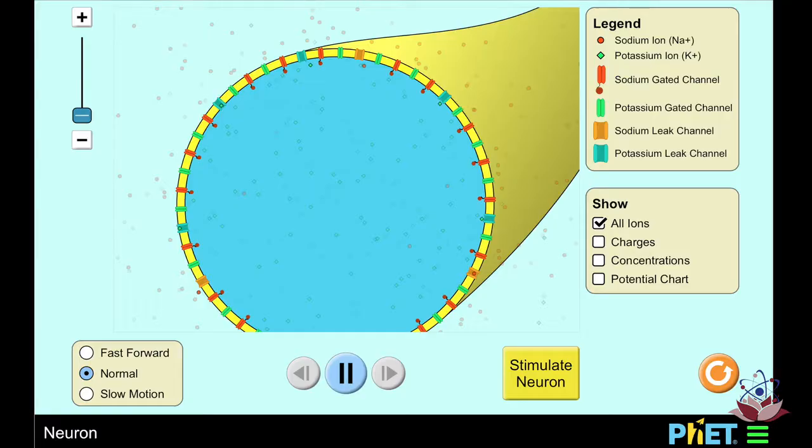This is a computer animation that illustrates the movement of ions.